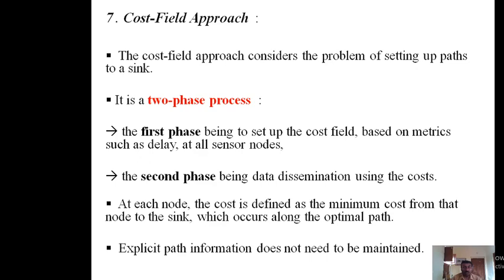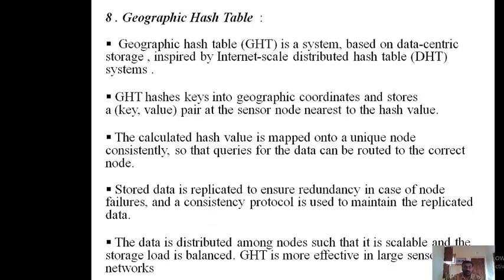One of the important points in the cost field approach is that we may not need to maintain any explicit path information in this algorithm or protocol. So this is the concept of the cost field approach. The important point is the two-phase process: first phase, set up the cost field, and second phase, send the data by using that cost field. Then we come to the next, the eighth concept, the geographic hash table.